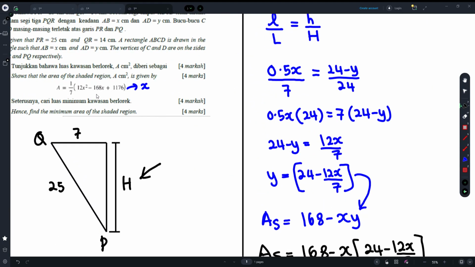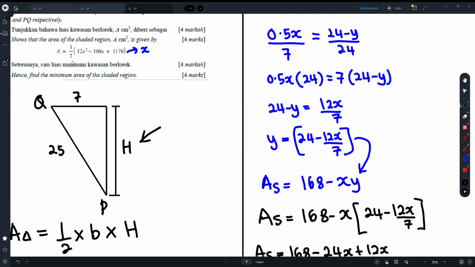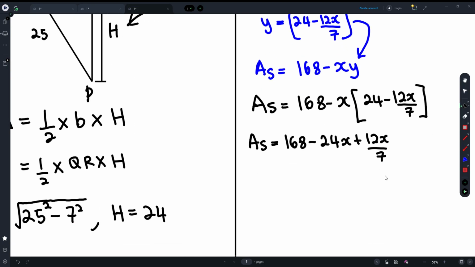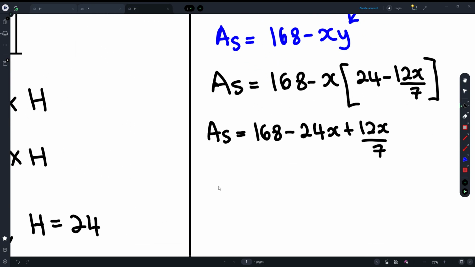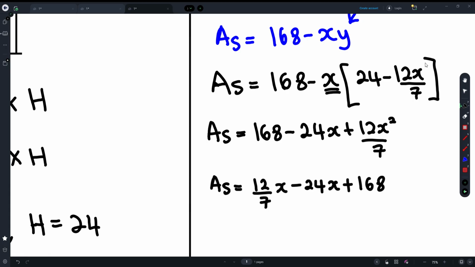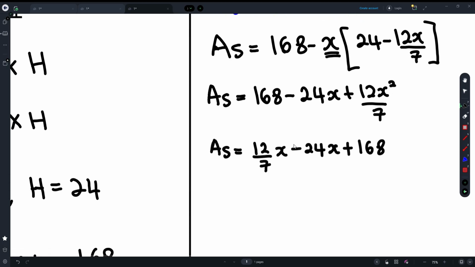But even though we already come almost close to what is given in the question, there are still some differences. The main difference that I see here is that 1 over 7 is being factorized. So what you need to do is factorize 1 over 7 in our case also. Before that, please rearrange. So it's 12 over 7x minus 24x plus 168. Sorry, this is x square, because when you multiply this with this one, it becomes x square. So it's 12 over 7 x square minus 24x plus 168.